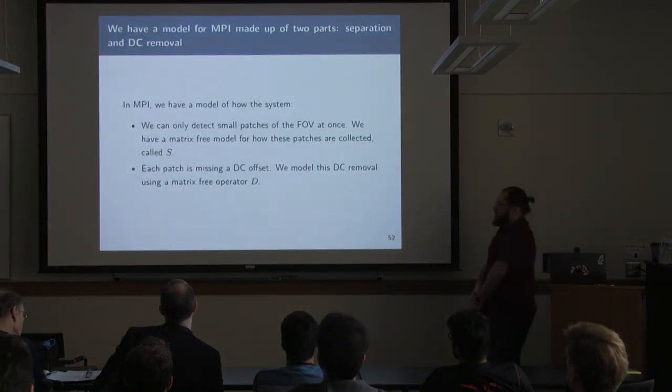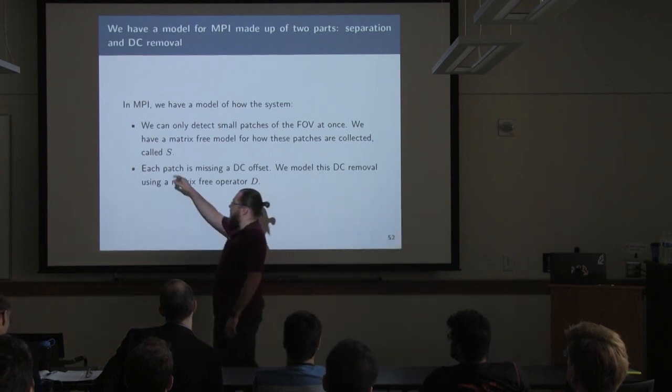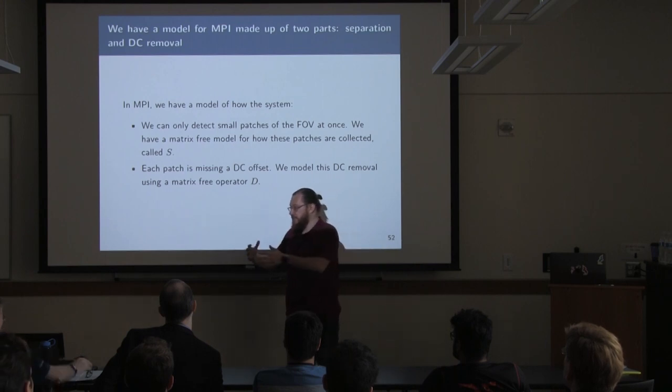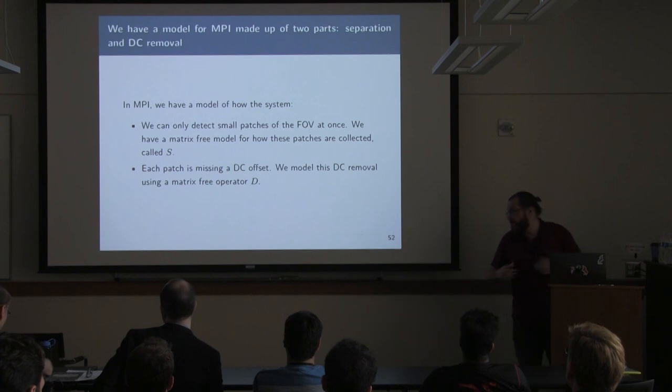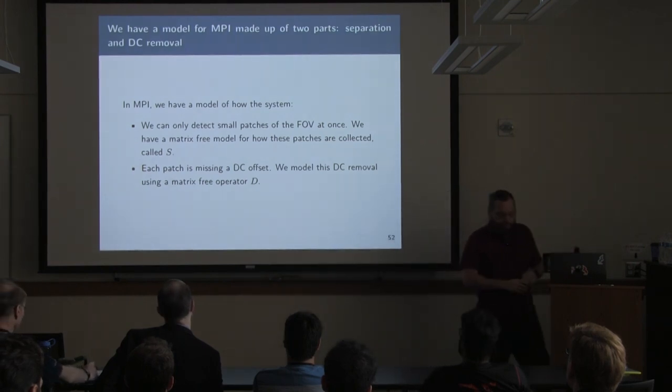So in MPI, our model is made up of two pieces, our forward model. One called S, which splits what we're trying to image, the whole field of view, into pieces. And an operator called D, and both of these come from physics. D basically says, I don't know the average value.